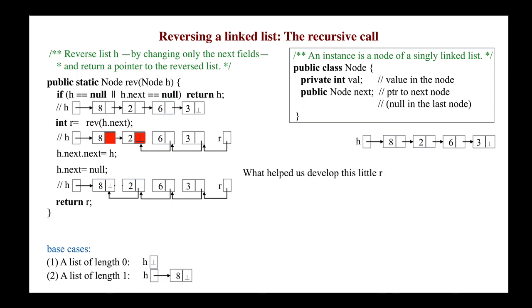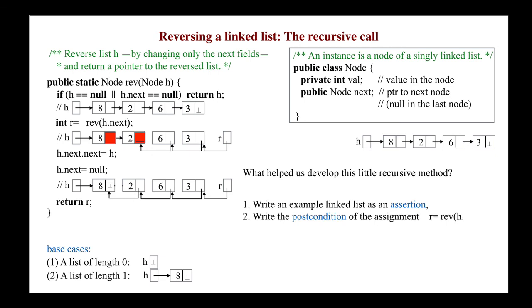What helped us develop this function? First, we wrote an example of a linked list as a precondition of the assignment of the recursive call to variable r. Second, we wrote a corresponding postcondition of that assignment statement that also serves as a precondition to the following lines. The postcondition was based on the specification of the function. Third, we wrote a postcondition of the 2 statements that completed reversing the list. This made the development easy.